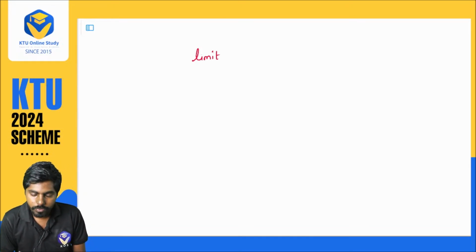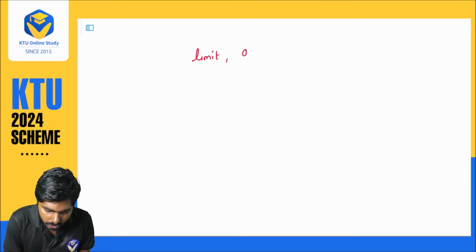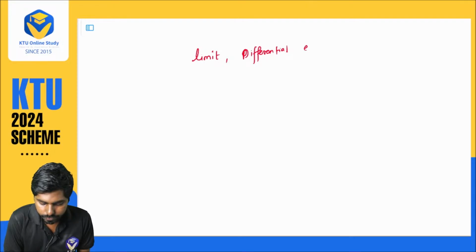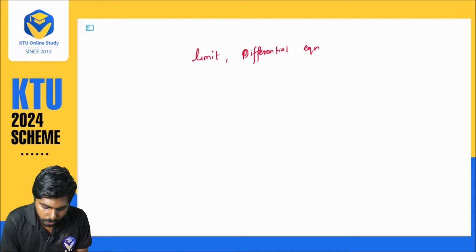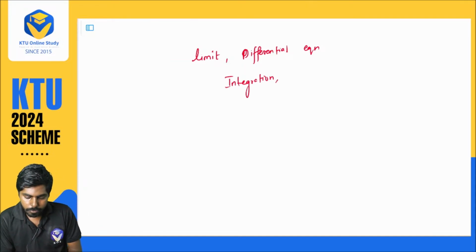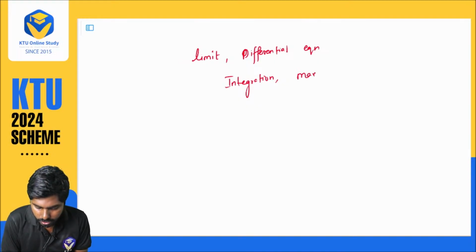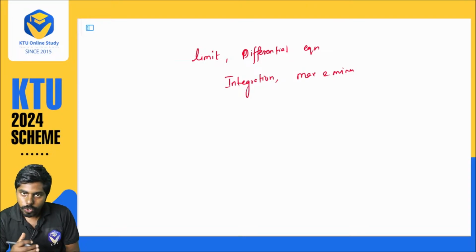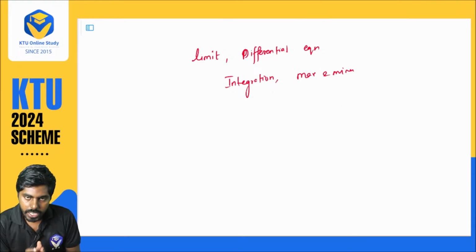Okay, limit you have gone through, and ordinary differential equation, that is differential equation. Then what are the topics you have gone through? Integration. So these are the maxima and minima. Function. So these are the topics you have gone through in your school life also. When you are entering into your college life, we have the same kind of syllabus with additional topics also.